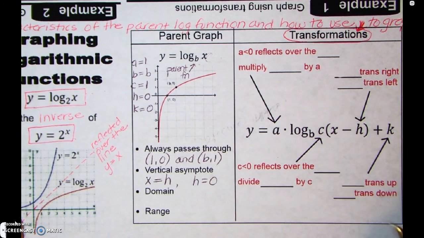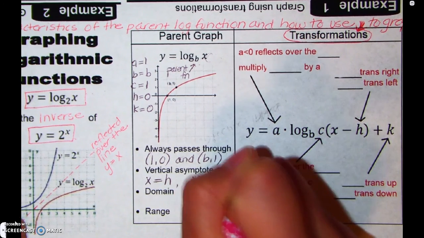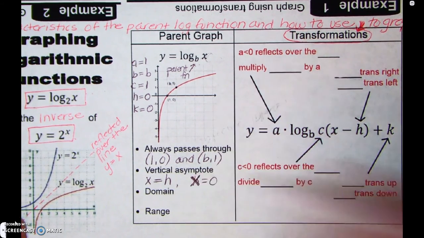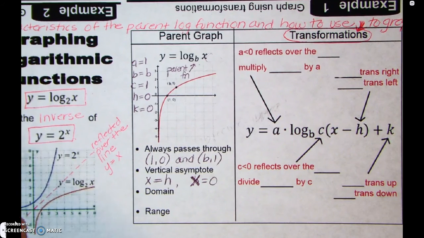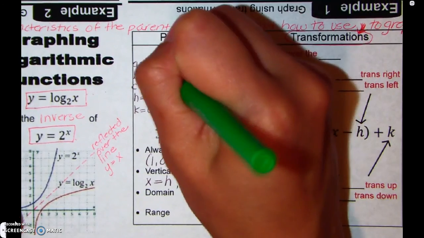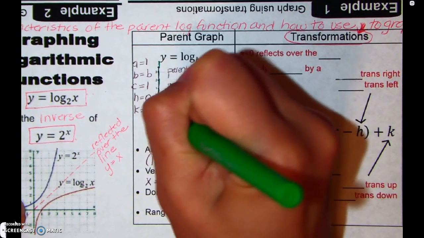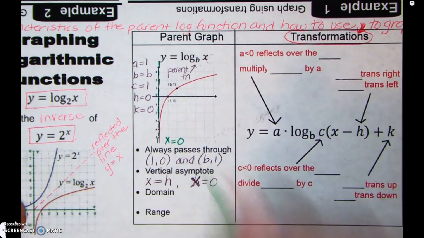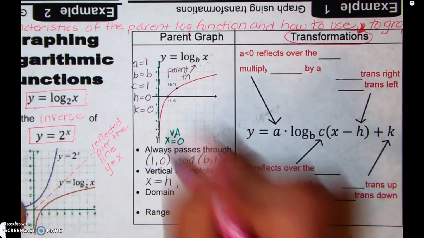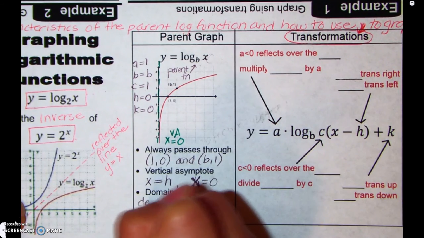So our vertical asymptote for this parent function would be h equals 0. Sorry, I shouldn't put h equals 0. I should put x equals 0. So that means that there's an imaginary line here on the line x equals 0. That's your vertical asymptote.